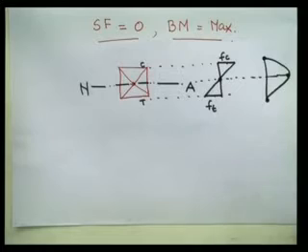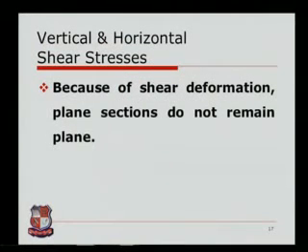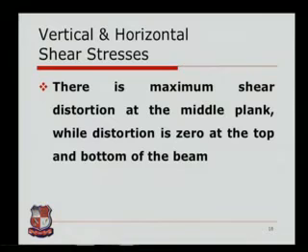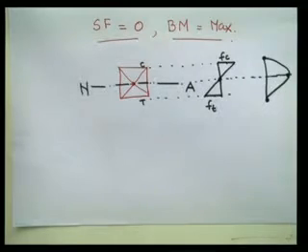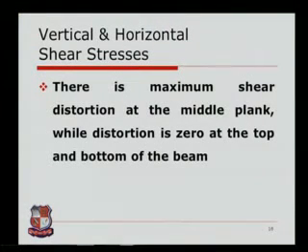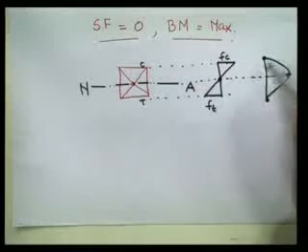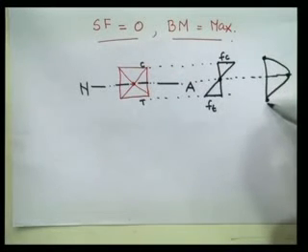So this is what I have shown: these lines basically show that there is a maximum shear distortion at the middle plank. So this is the middle plank where you can see the maximum distortion, and it is 0 at the top and bottom of the beam.